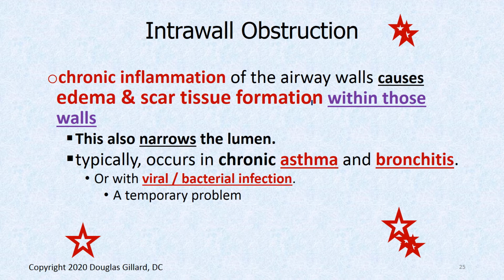Chronic inflammation of the airways. We talked about that. It causes scar tissue after each inflammation, whether it be from pneumonia or whatever. That can also thicken up the walls. It typically occurs with chronic bronchitis and asthma as well, or with a viral infection or bacterial infection.